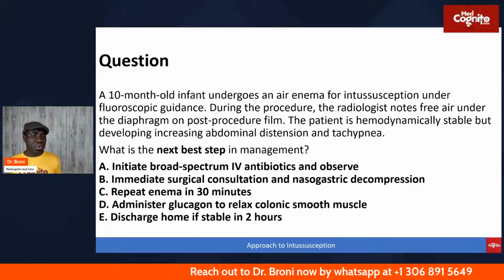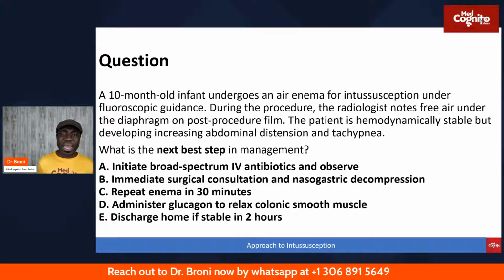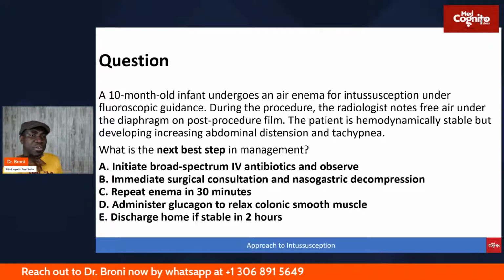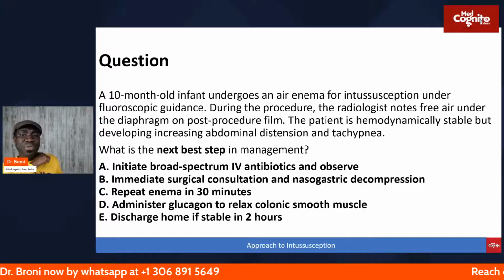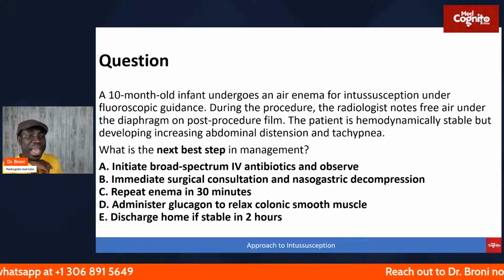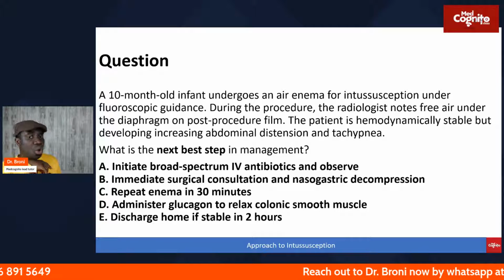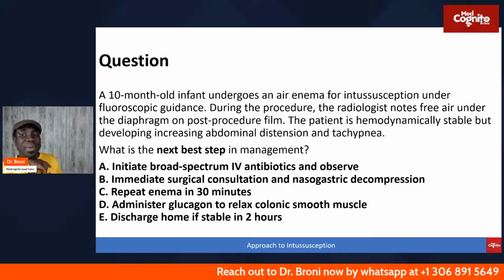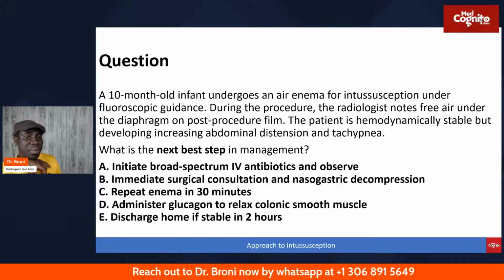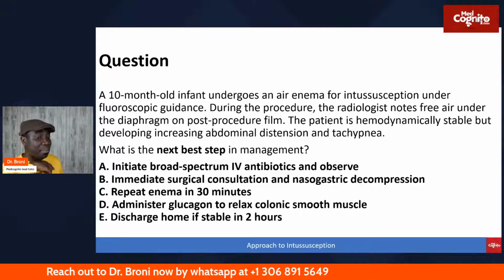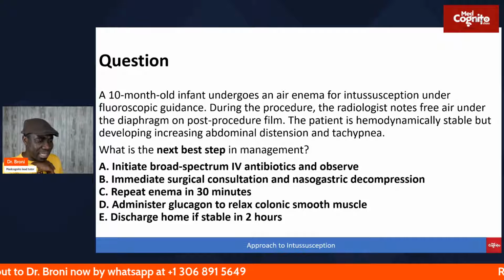So you have a 10-month-old infant who undergoes an air enema for intussusception under fluoroscopic guidance. During the procedure, the radiologist notes free air under the diaphragm on post-procedure film. The patient is hemodynamically stable but developing increasing abdominal distension and tachypnea. What's the next best step in management?